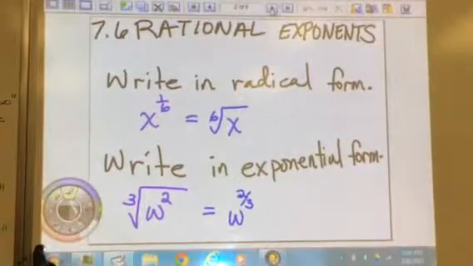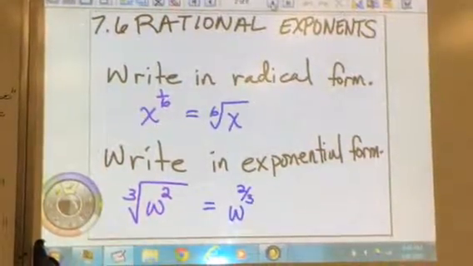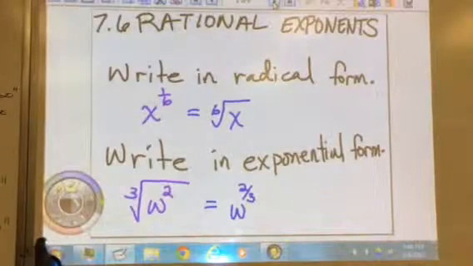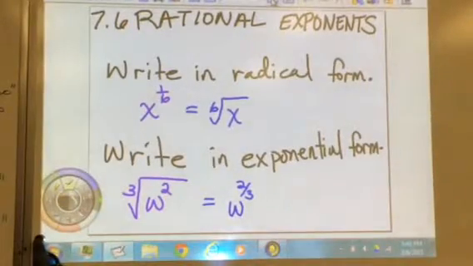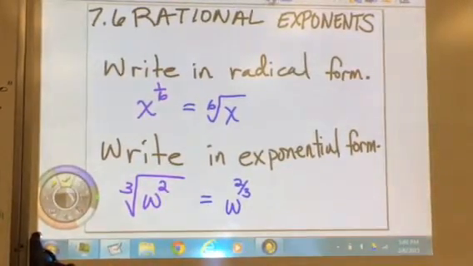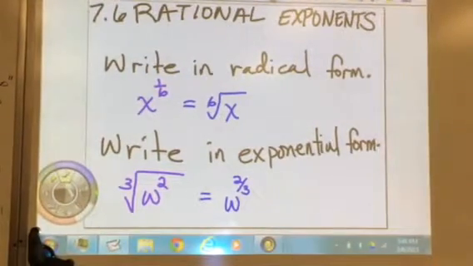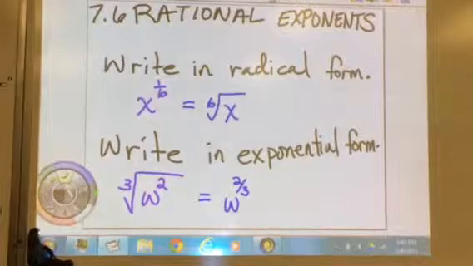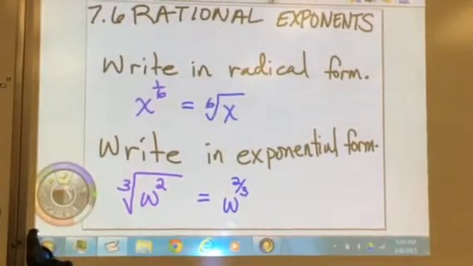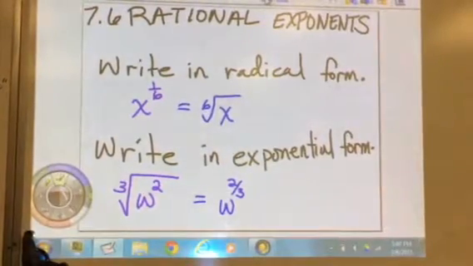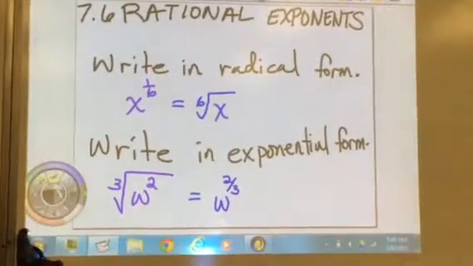And if you go back the other way, if you have the 3rd root of w to the 2nd, then that becomes the rational exponent of w to the 2/3. So the exponent on the inside of the radical is the numerator, the top of the fractional exponent, the rational exponent. And so your index again is the denominator.